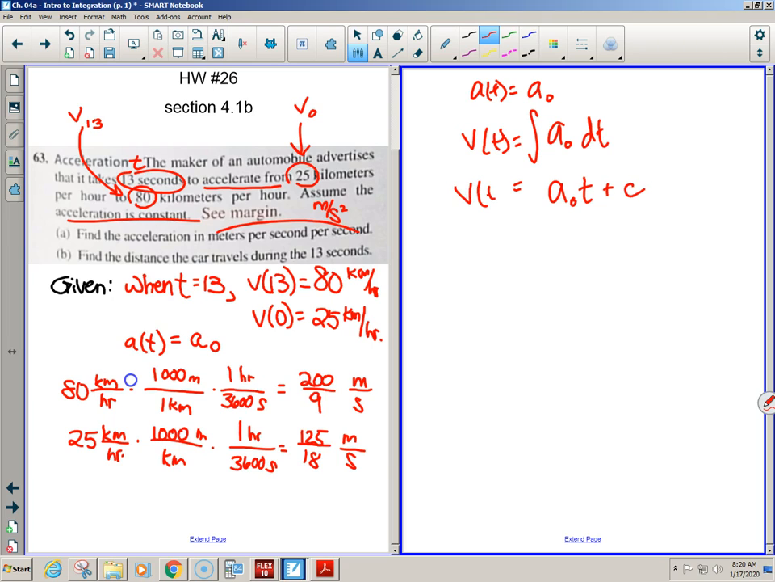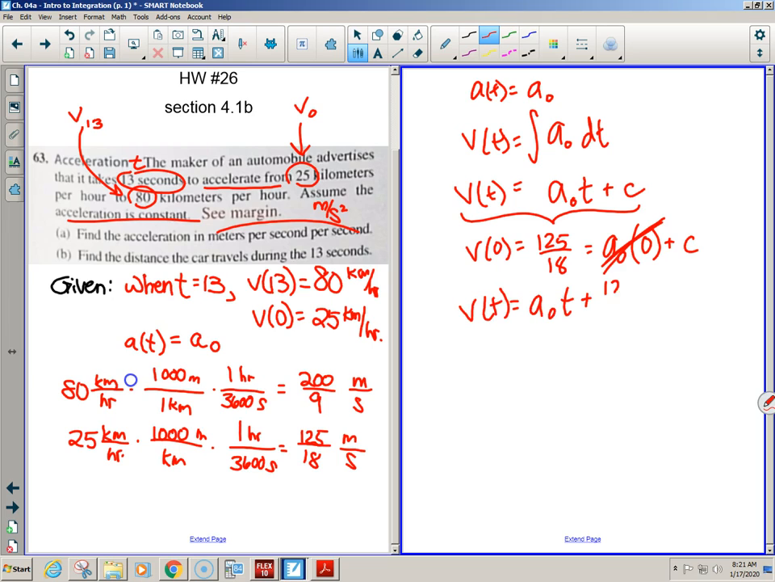Wait a minute. Hold on. For this type of easy motion, what did we figure out c is? Yeah, it's going to be the initial velocity, 25. If you need to see it, just plug in your clue, and your clue is at 0. My velocity is 125 over 18, which equals a sub naught times 0 plus c. Check it. Plugging in 0 will cancel everything but the c, which is why I'm able to say c is the initial velocity in the right units.